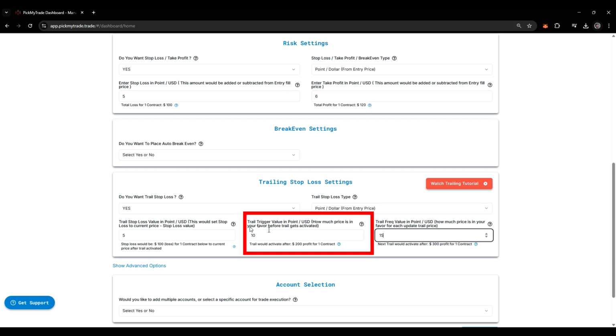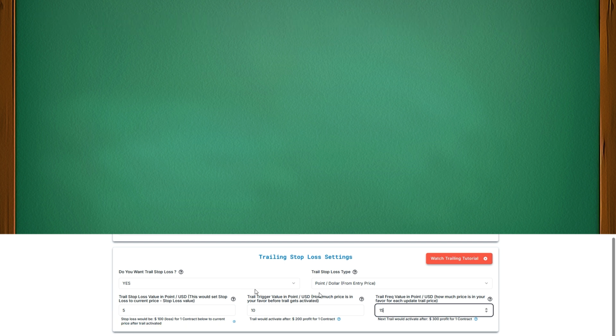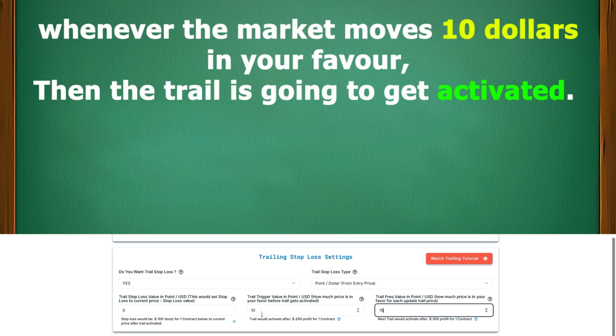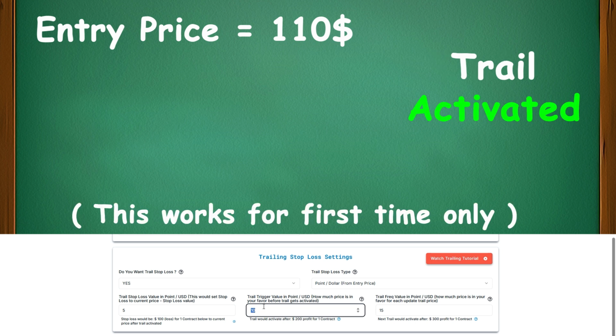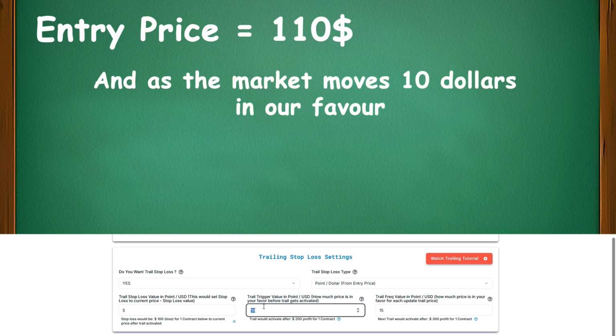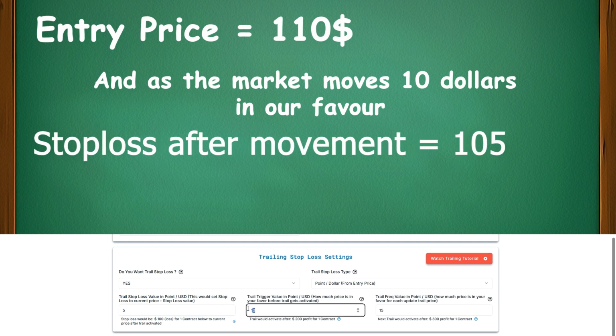Now it's time for trail trigger value. This is basically used for activating the trigger. As we have put here 10, whenever the market moves $10 in your favor, the trail is going to get activated. Let's say our entry price is $100. So when it moves to 110, the trail gets activated. But this works for the first time only. And as the market moves $10 in our favor, our stop loss, previously at 95, then moves to 105.